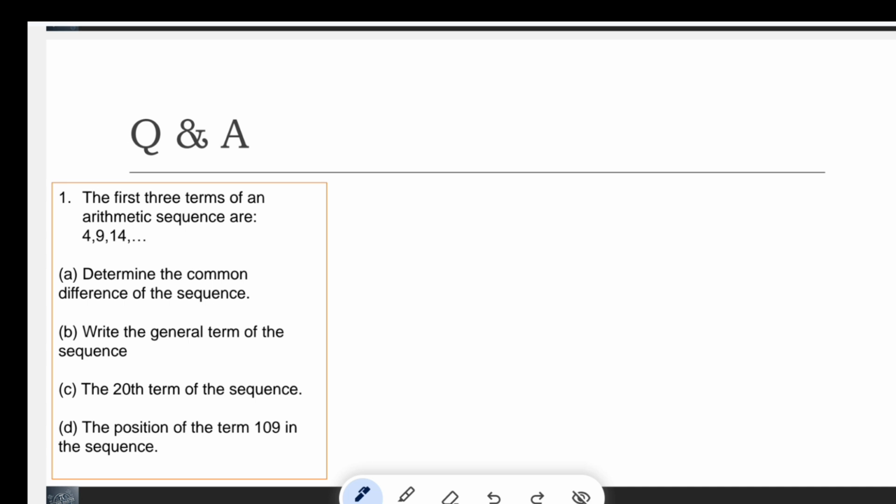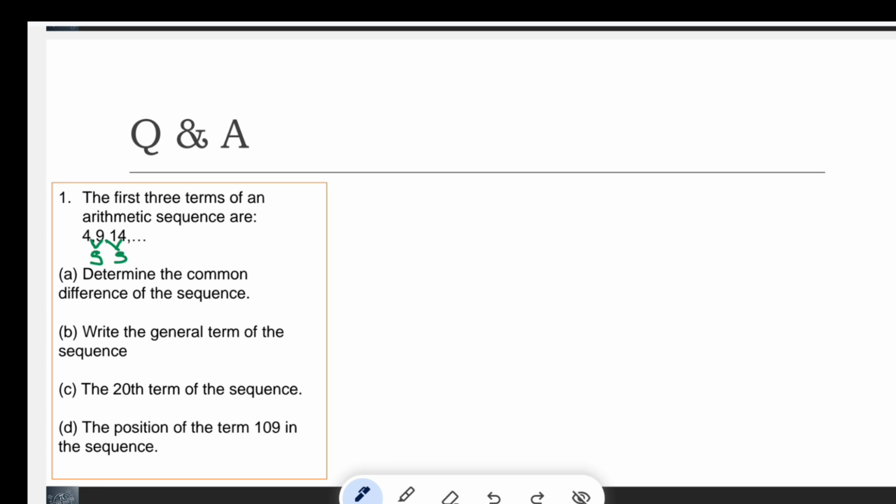Now, is it an arithmetic sequence? Let's check our common difference. 9 subtract 4, that will be 5, right? And 14 subtract 9, that will also be 5, right? So therefore that is our common difference, meaning that it is an arithmetic sequence. So now let's attack the question.